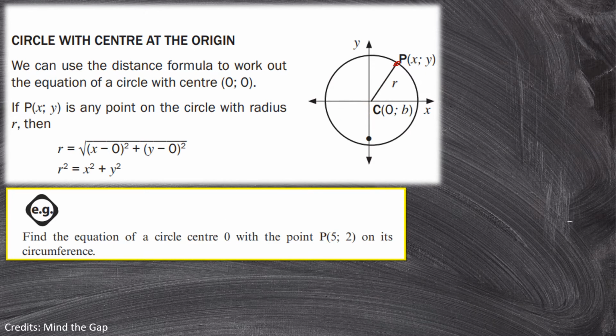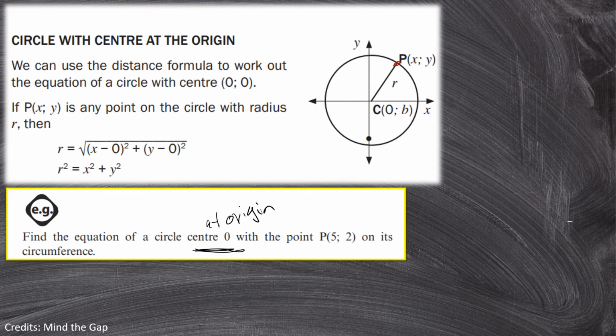Okay, let's quickly look at this example here. They said find the equation of a circle with center 0 with the point 5,2 on its circumference. So they told you that the center is 0. Sometimes they will tell you that with the center at the origin.